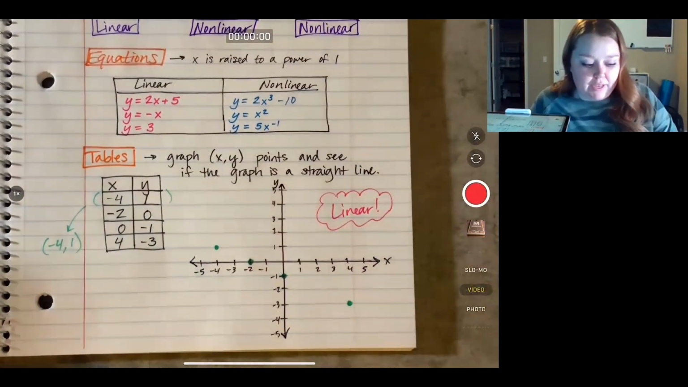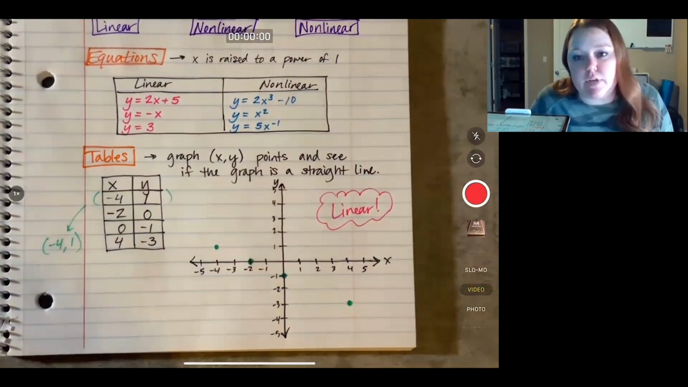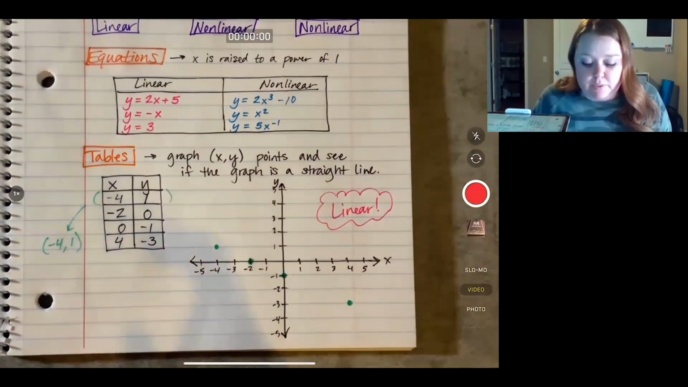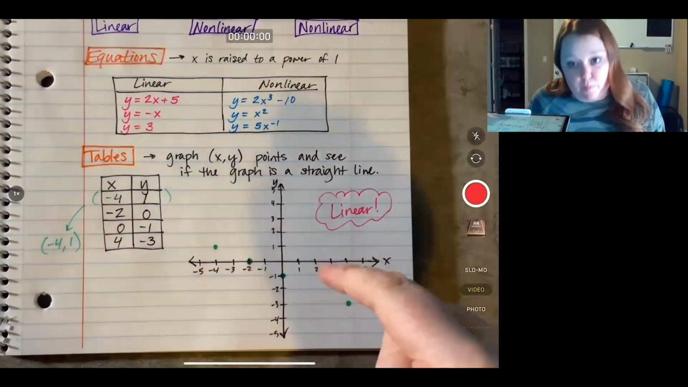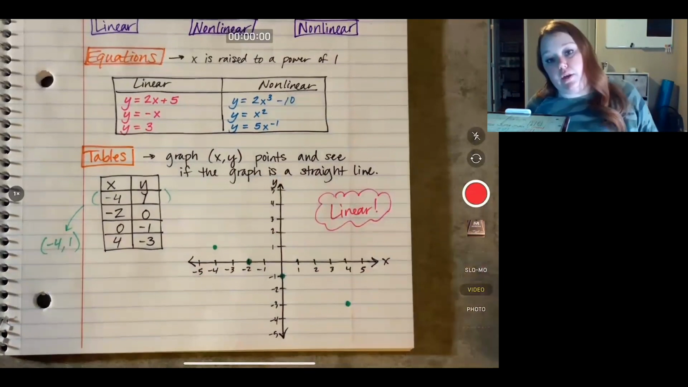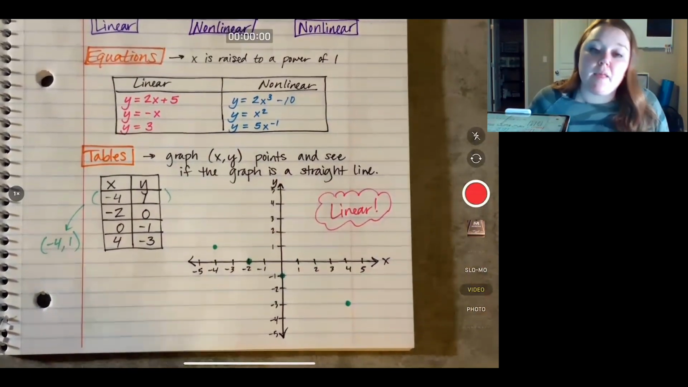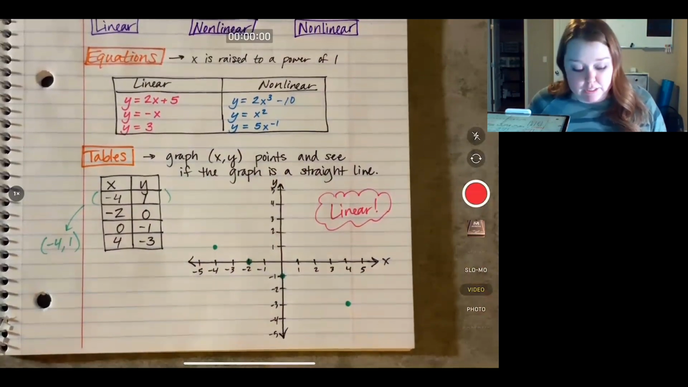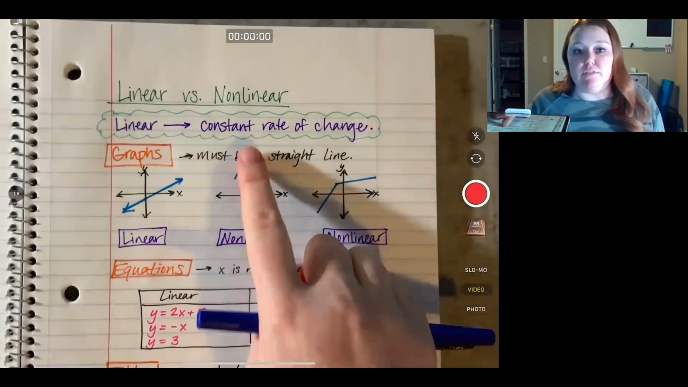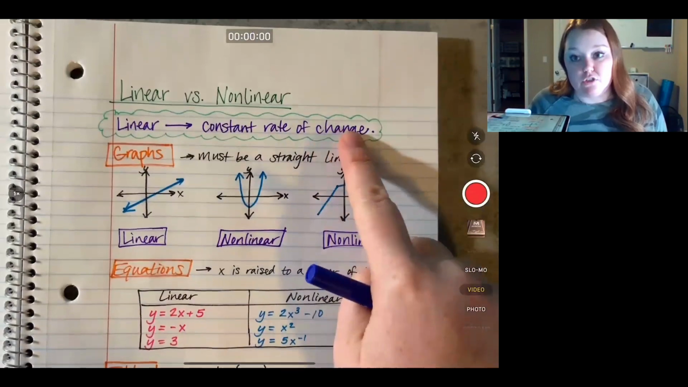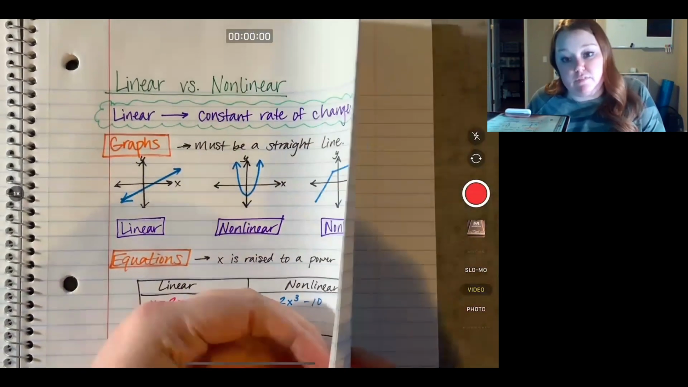But I hope you're like, there's gotta be an easier way. Are you telling me that to check a table, I'm gonna have to plot the points, all the points, and see if they end up in a straight line? That's just one way, okay? But a better way to do it is by checking to see if there's a constant rate of change. So this next part is the meat of the lesson here.